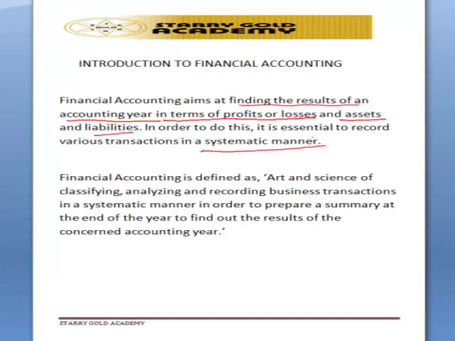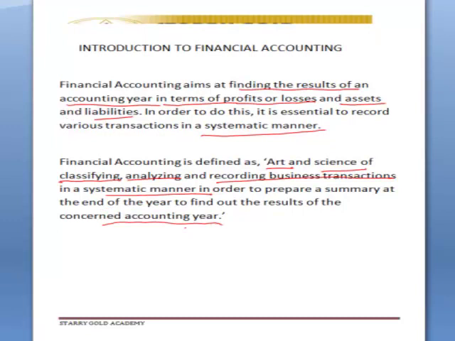So, financial accounting is an art and also a science. The first thing is classifying those business transactions. Secondly, we analyze those transactions. Thirdly, we record business transactions in a systematic manner in order to prepare a summary at the end of the year to find out the result of the concerned accounting year.